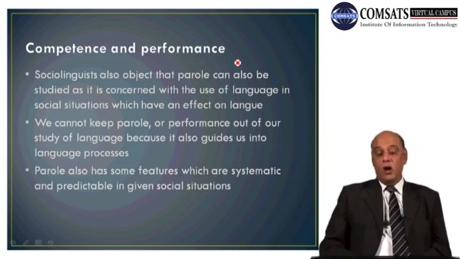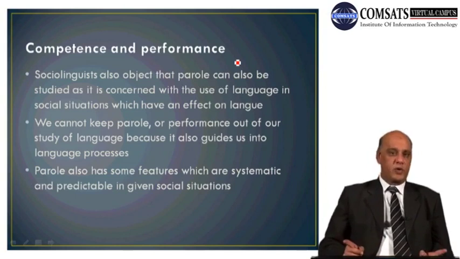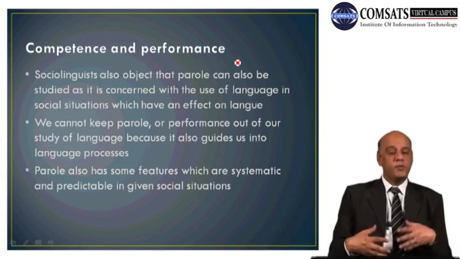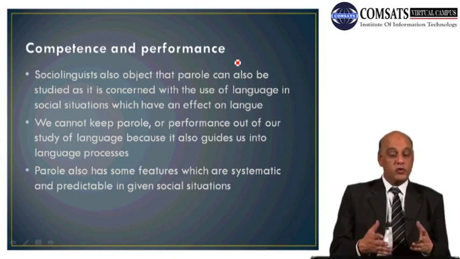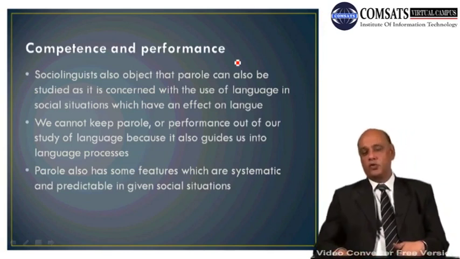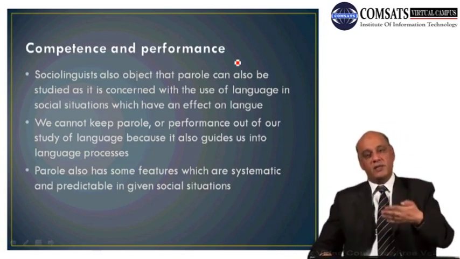We cannot keep Parole or the performance out of our study of language, because it also guides us into language processes. You can't keep performance out of your picture. If you study the performance, you go back to the competence, you go back to the Langue. So this guides us to the language process. How? What were those rules which gave birth to Parole? What were those rules which governed the production of certain Parole? And what was that level of competence that gave birth to a certain performance, or that governed a certain performance?